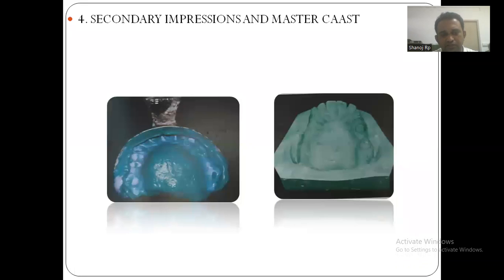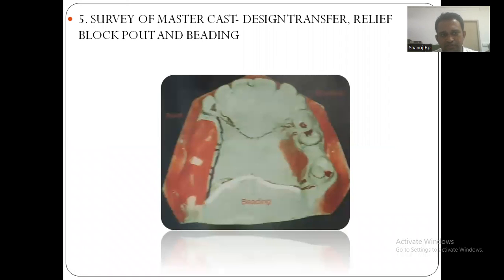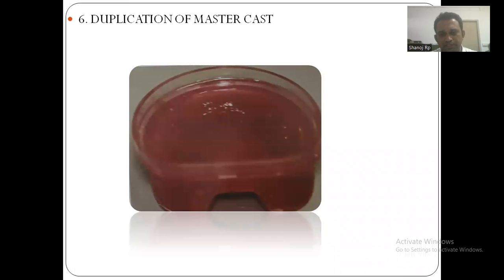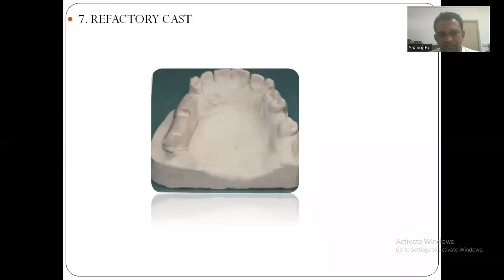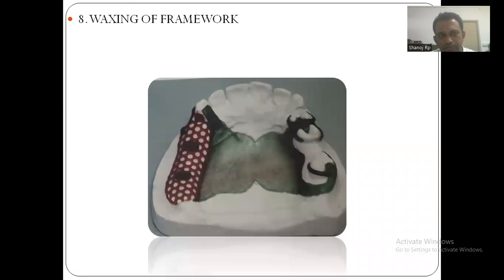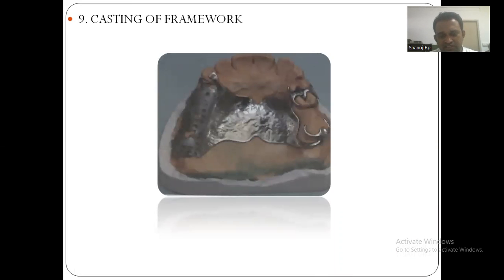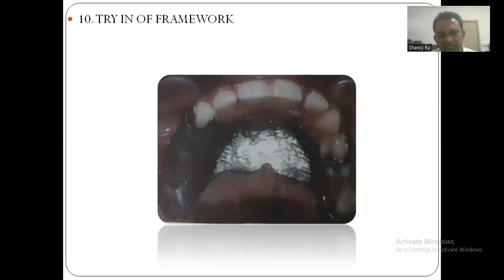Once the mouth preparation is done, you do a secondary impression, then you get a secondary cast. Once you get a secondary cast, the survey of the design is transferred to this cast, and then relief is done. This is followed by duplication. Once it's duplicated, you get your refractory cast. On this, you transfer your design and make your wax pattern of the framework. This is then cast. Once the casting is done, we place the framework in the patient's mouth, try it in, check for any misfit, and then it is corrected.